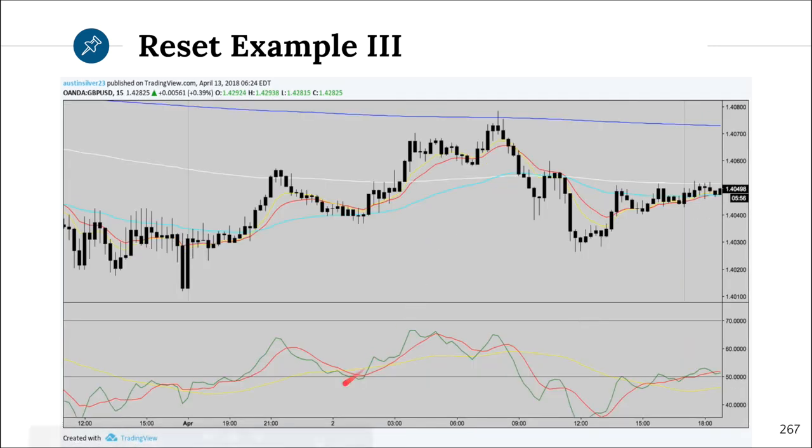So in example 3, you can see here we have the liquid 50 start the day in the sell zone, but move into the buy zone through Asia and through London. However, we know this is reset because, number one, the liquid 50 switched zones. We like to see the liquid 50 in either just the buy zone or just the sell zone to be in a really strong trend.